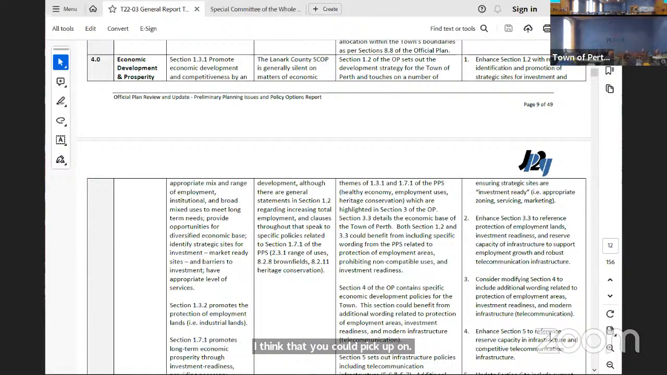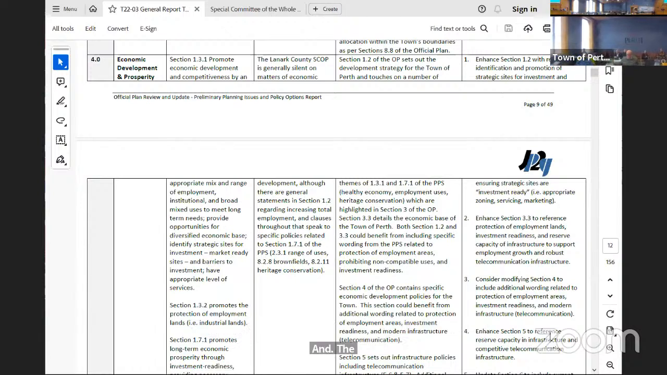And I also think that a big part of the economic success of Perth is progressive heritage policies. And there were a number of changes that have happened through the various bills that have been passed by the provincial government in the last 5 years related to heritage. And I think that your policies as a minimum should respect the changes that have happened to the Heritage Act.